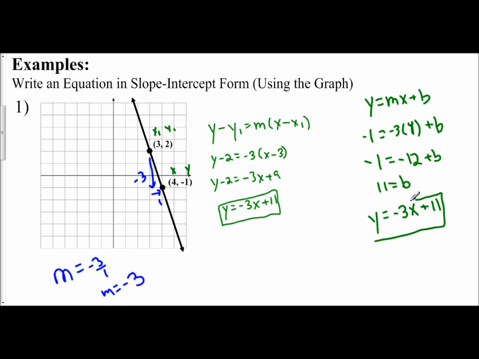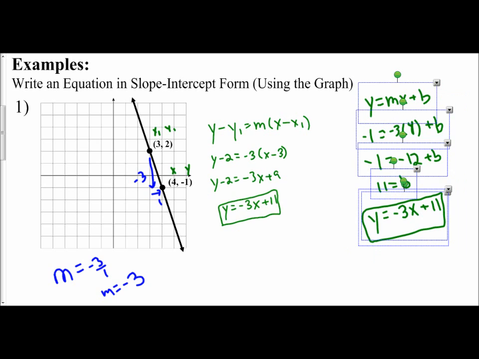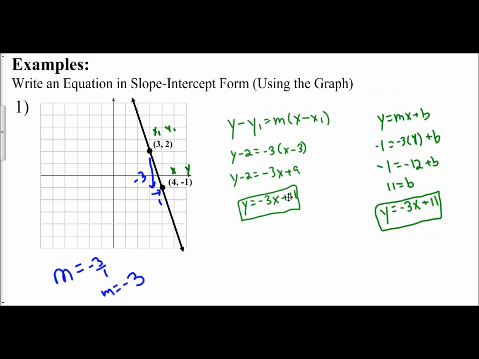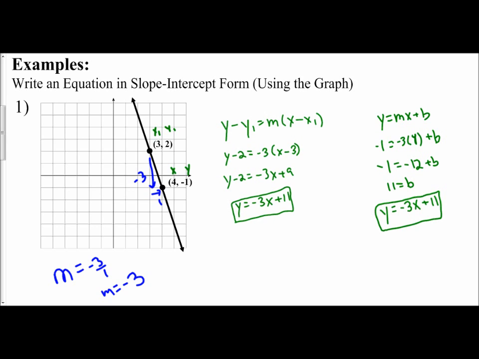It gives you the same answer. Even when I use the other point on the line, it still got the same answer. So either technique can be used, either approach can be used. I'm a fan, like I said, of point slope form. But if you like slope-intercept, you can use that. Just be familiar with both.